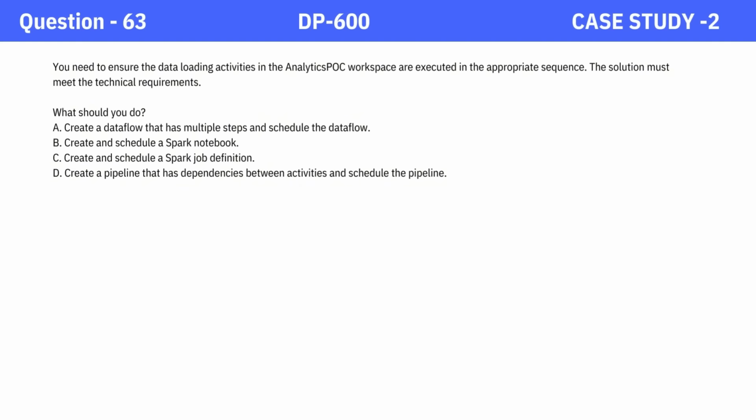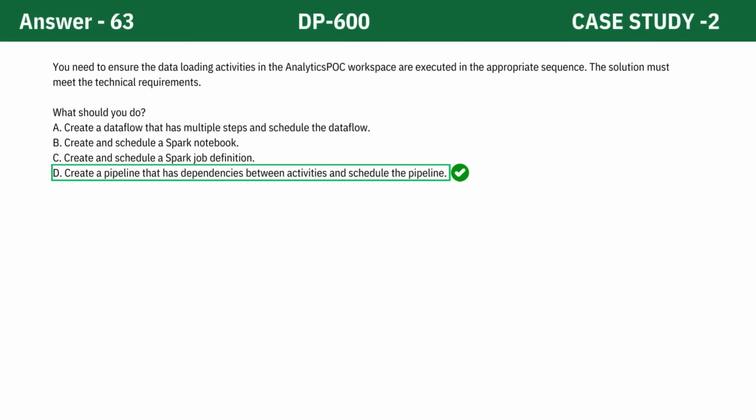Pause the video and consider the options before checking the answer. The correct choice here is option D, which involves using a pipeline with dependencies between activities. This approach is ideal because it ensures that all data loading activities are executed one after the other in sequence. Other options fall short for the following reasons.